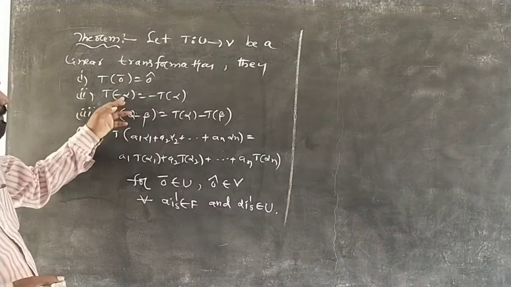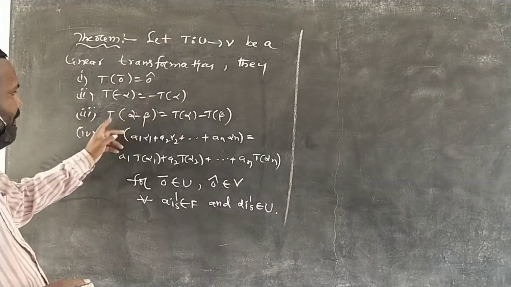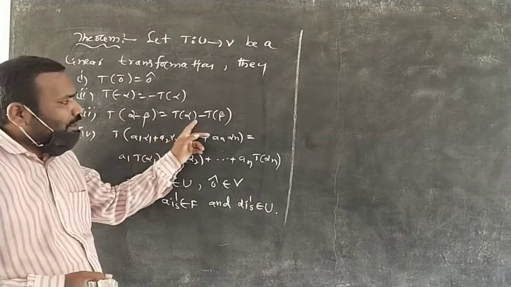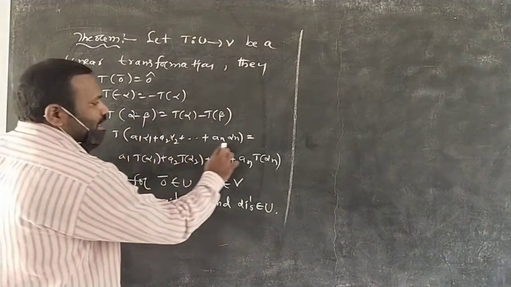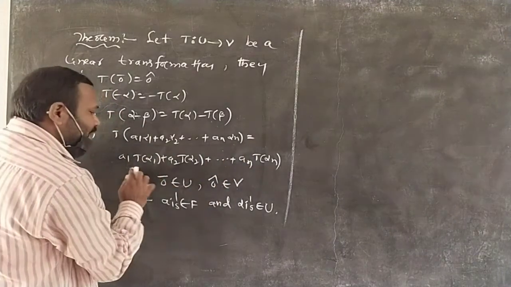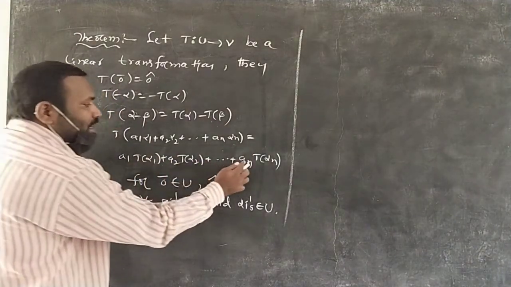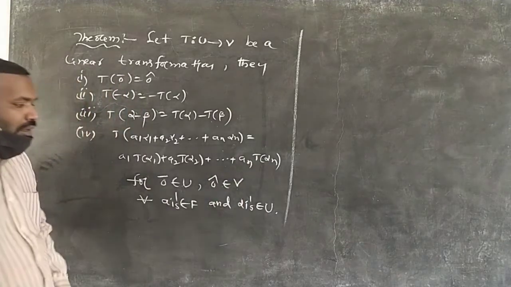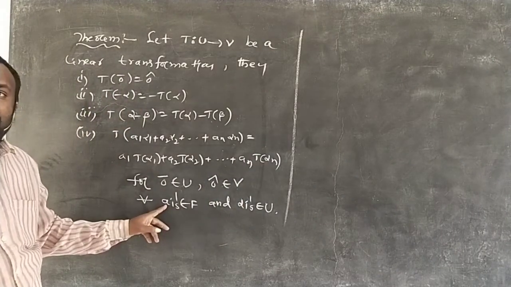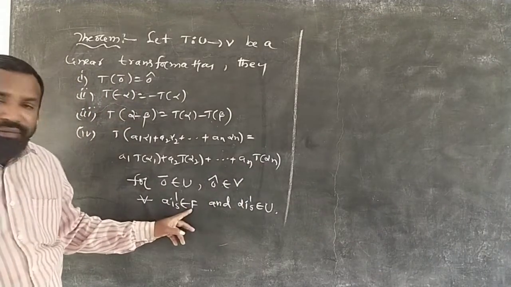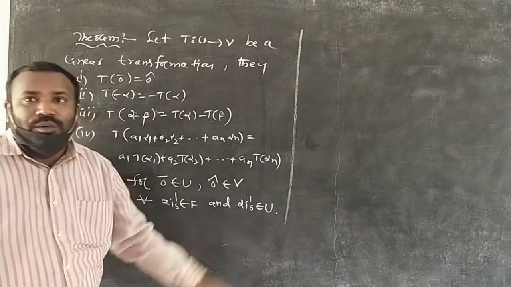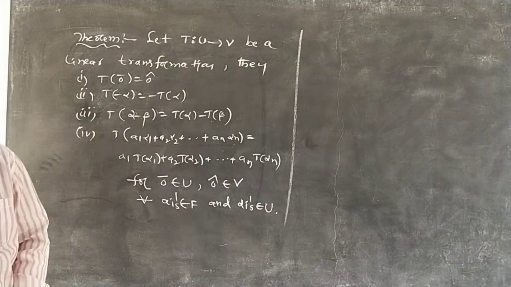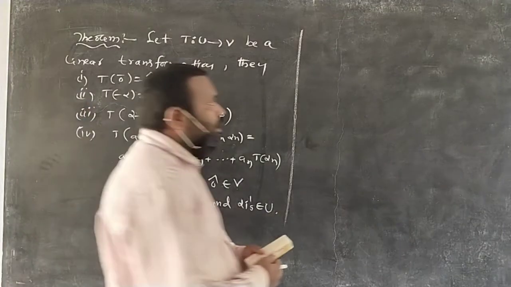T of minus alpha equal to minus T of alpha, T of alpha minus beta equal to T of alpha minus T of beta. T of linear combination of n vectors is equal to a1 into T of alpha 1 plus and so on plus an into T of alpha n. The ai's are all scalars. Scalars are taken in F, alphas are vectors. Vectors are taken in U, the domain. Okay, so let us prove this theorem. Write the proof.